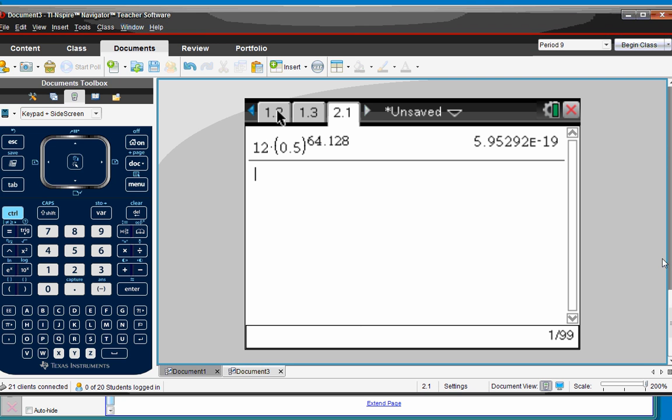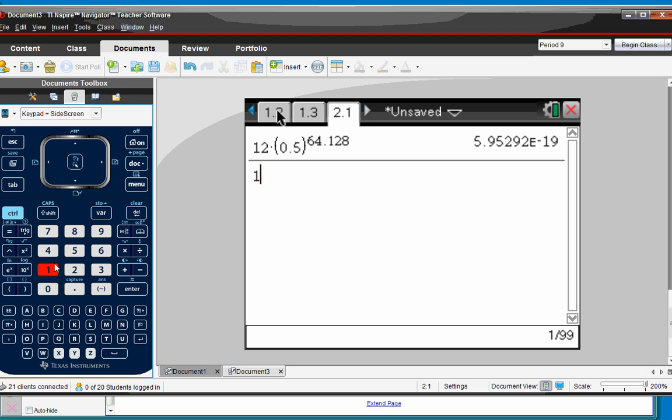If I come back over here and I take 1 divided by 64.128 and hit enter, what is that? That is what's happening every hour for your body. That's the rate at which that lovely little dye is going to be coming out of your body. Does that make sense? For every hour. Do we see that? Okay, so that's going to be 0.0155.